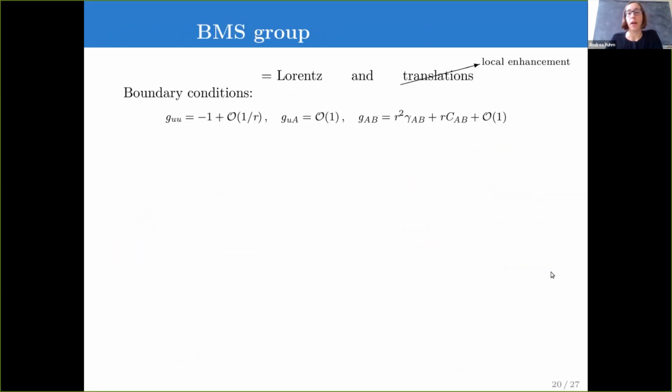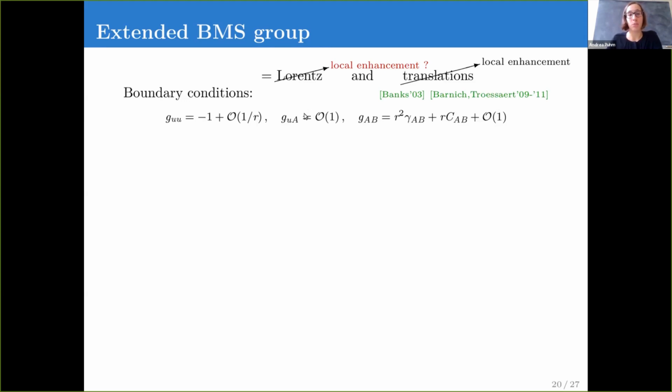Now, having accepted that translations get locally enhanced in asymptotically flat space, an immediate question is whether the Lorentz group doesn't also get locally enhanced. And this leads me to the discussion of the extended BMS group, which was originally conjectured, but has by now, I think, been solidified by various very nice results.